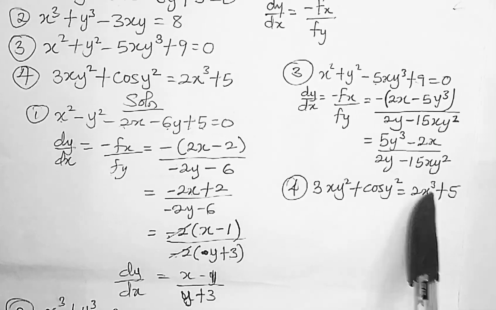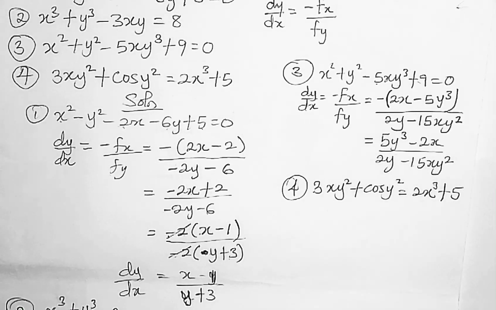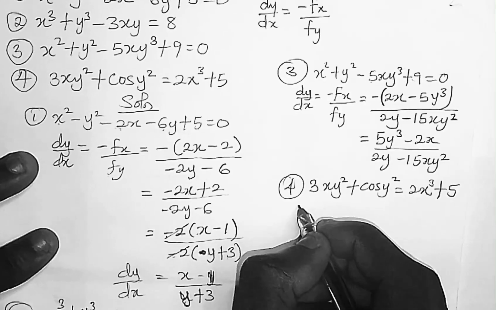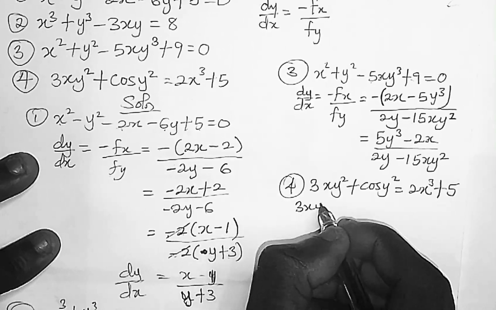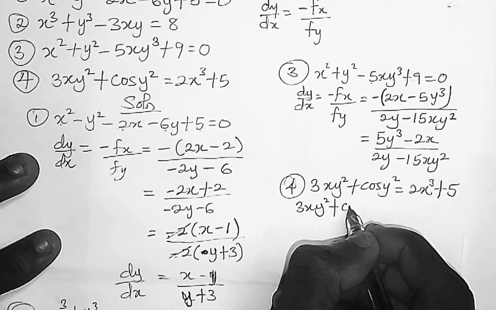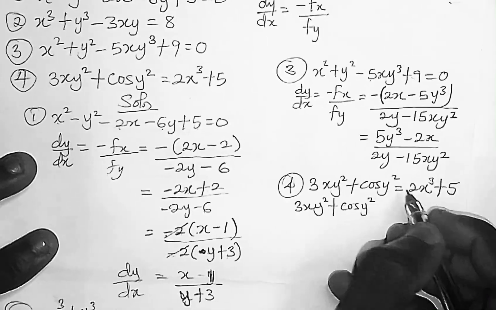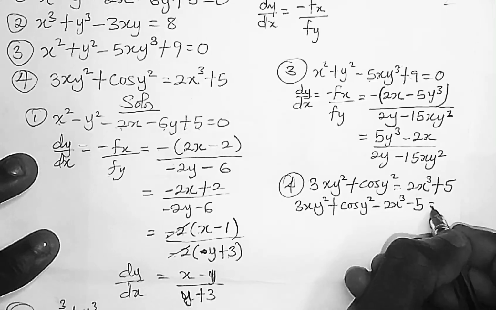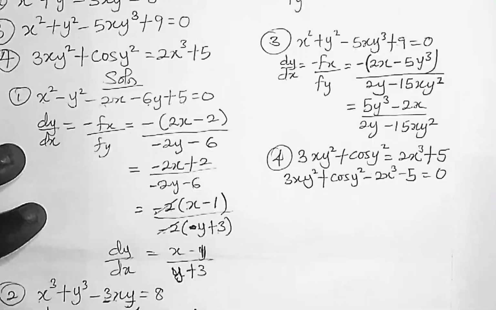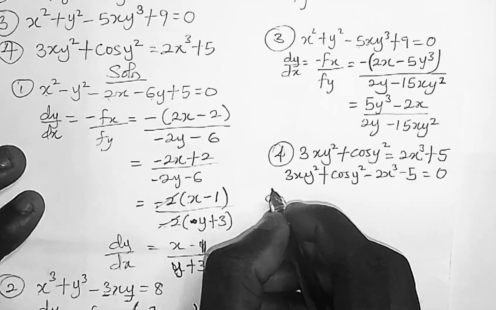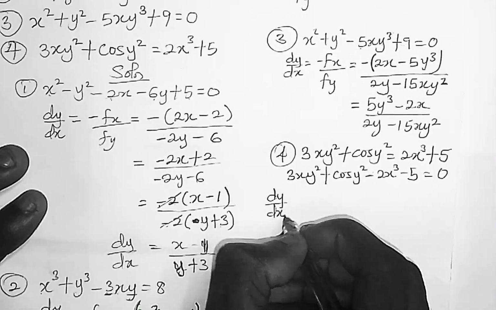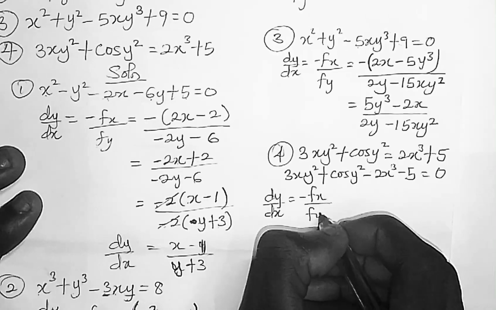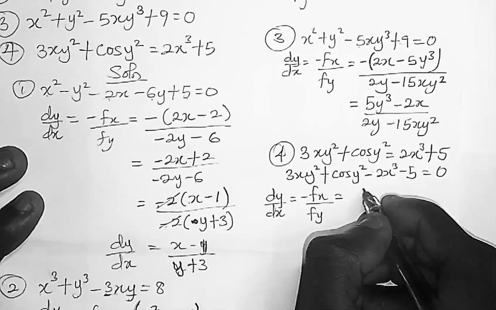You have to bring everything here to this side and make it equal to 0. So bring everything in the right hand side to the left hand side. So that will give us 3xy squared plus cos y squared minus 2x cubed minus 5 equal to 0. Now you can differentiate. Are you seeing that now? So your dy dx is equal to negative fx over fy.